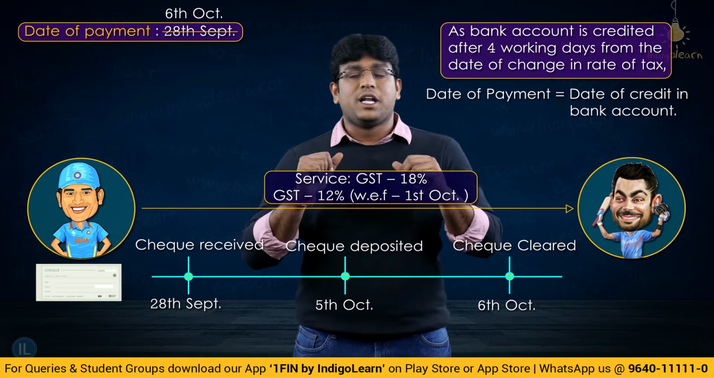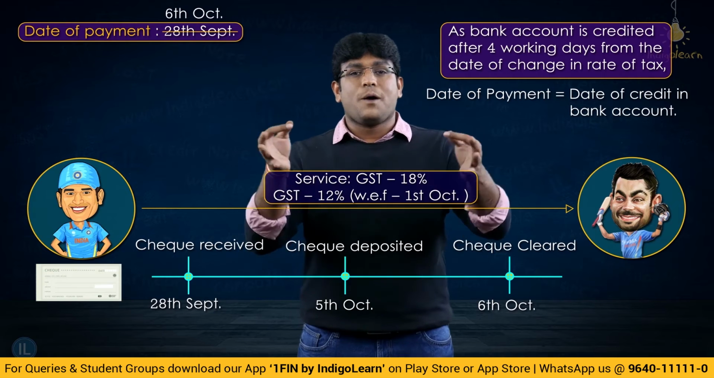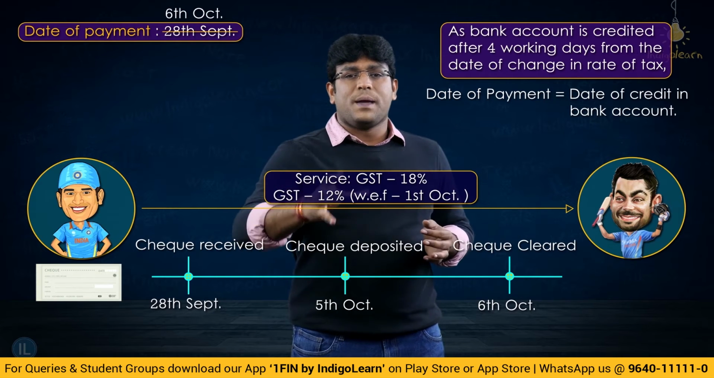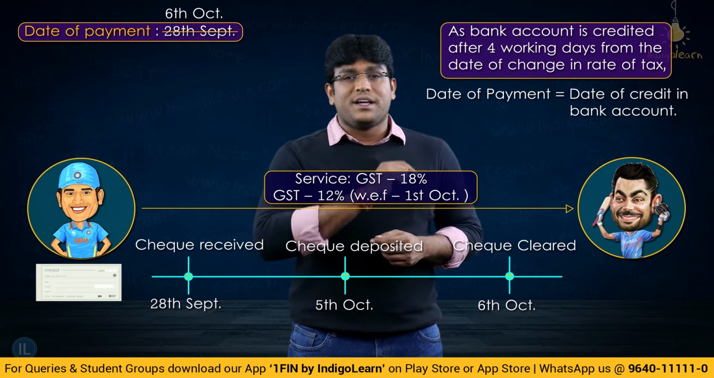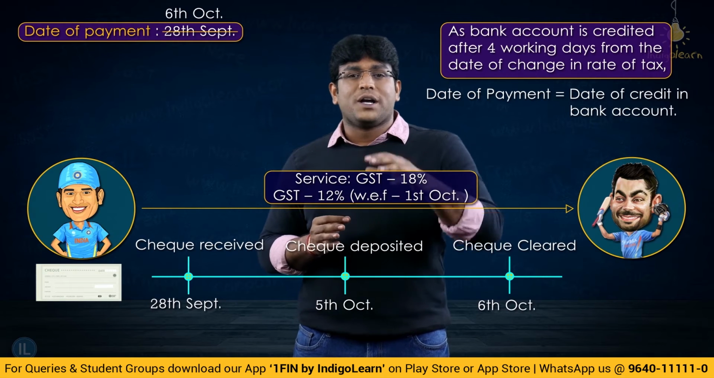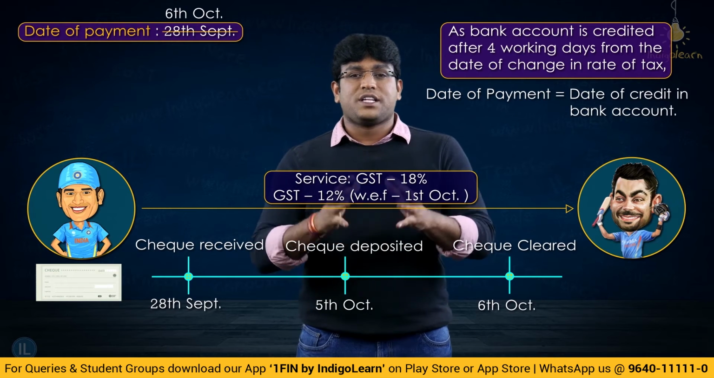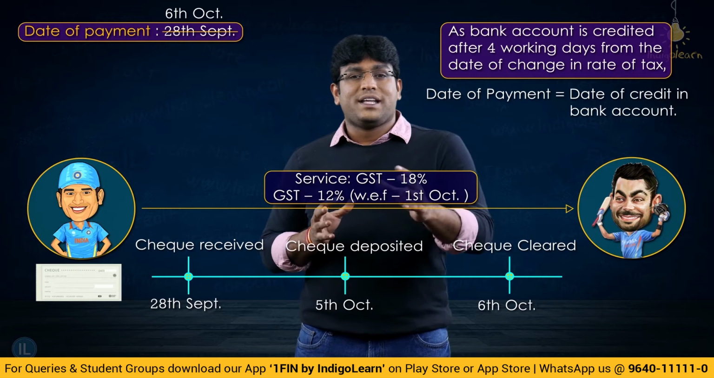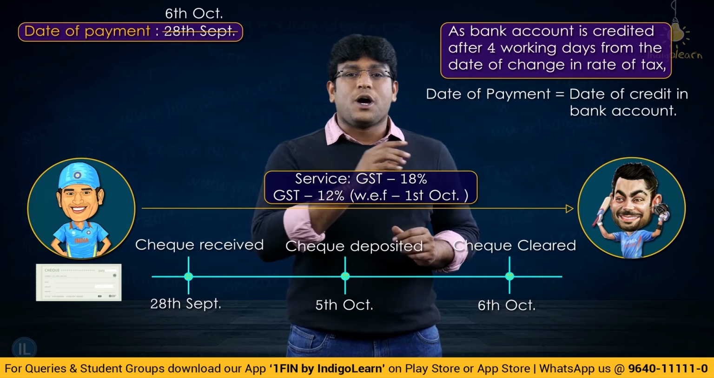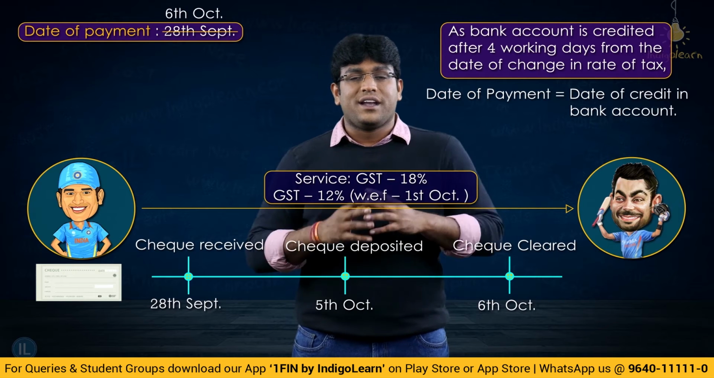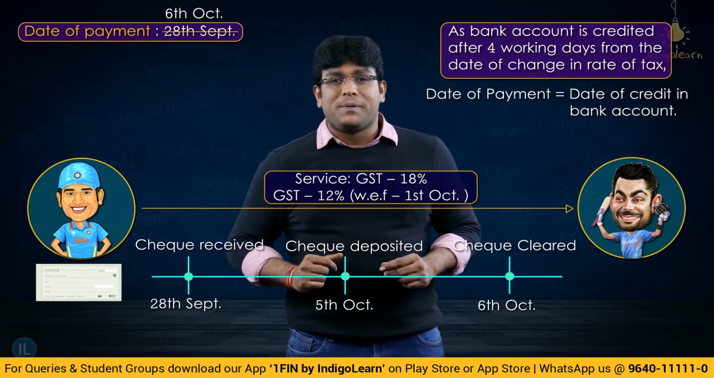So friends, I'll repeat one last time the concept I just discussed. Date of payment generally means the date when payment is entered in the books or the date when payment is credited in the bank, whichever is earlier. But the special point given in section 14 is that if the credit in the bank account is after 4 working days from the date of change in rate of tax, then we will consider the date of payment as the date of credit in the bank account. This is a special point you need to keep in mind.